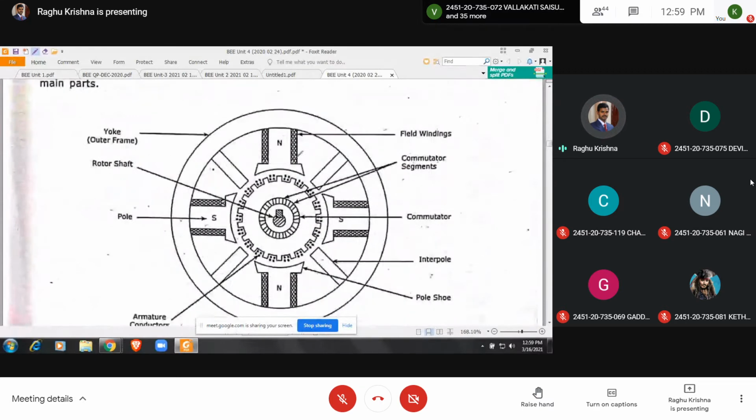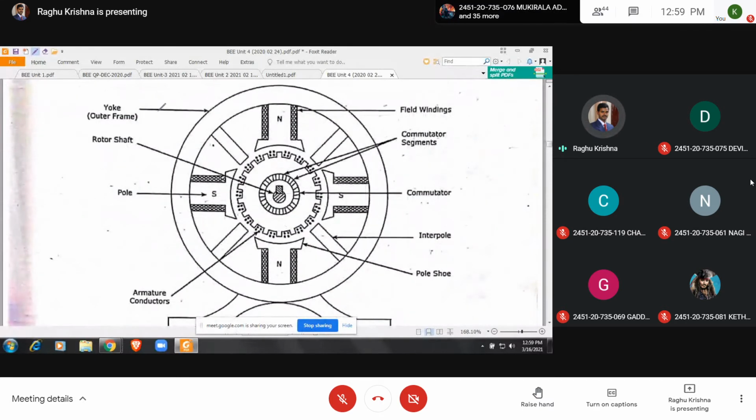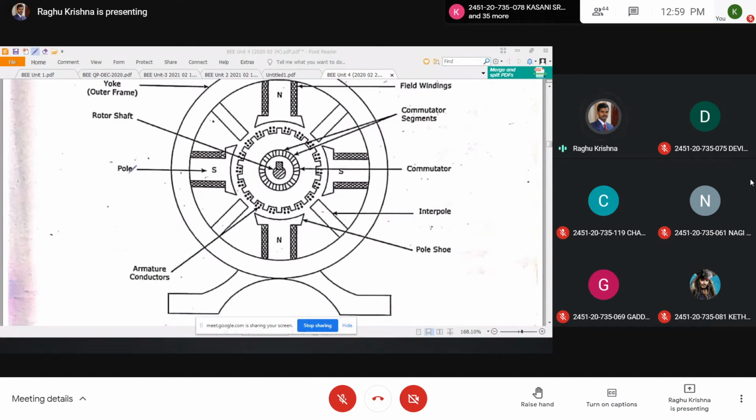So just only write the parts. So what are the parts? Yoke. Okay, come from outer to inner. First yoke. Next you have this pole. Next pole. Okay, first write a yoke. Next write a pole. Next come to pole shoe and winding, field winding. See here, field winding.